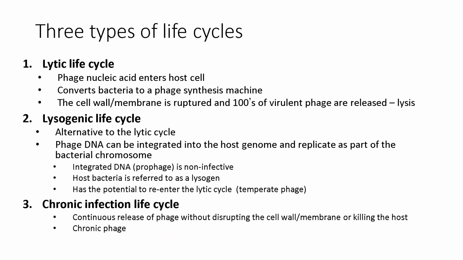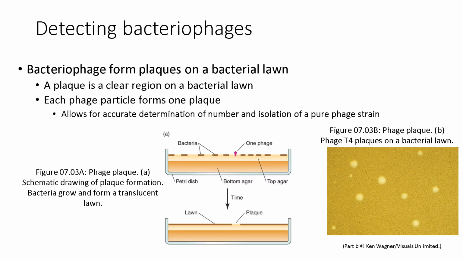Phages can follow one of three life cycles. In the lytic cycle, the virus hijacks the host machinery, replicates, and causes lysis, releasing hundreds of new phage particles. The lysogenic cycle integrates phage DNA into the bacterial chromosome as a prophage, allowing dormant replication. Chronic infections allow phages to continuously bud from the host cell without killing it.